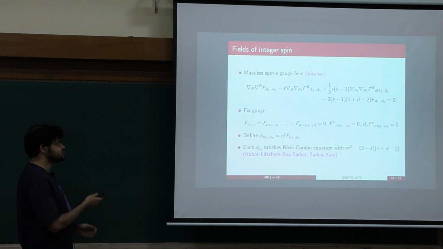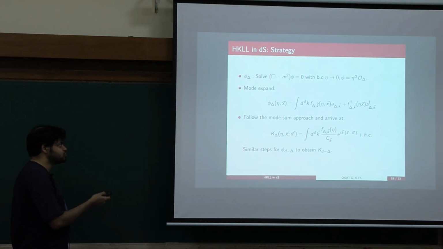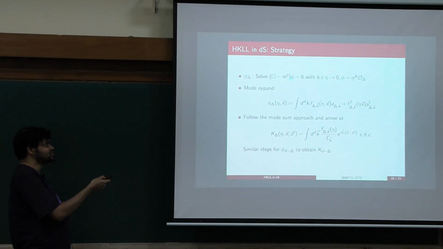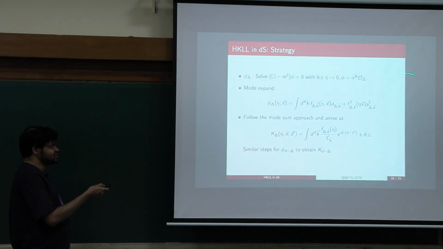Okay, so this is what we have done. We have taken the most pedestrian primitive way of doing it, the old mode sum approach, just solve Klein-Gordon equation in dS with this boundary condition. And so we mode expand like this, and then follow the mode sum approach and get this kind of situation. This is for phi delta, and similarly you can do this for phi d minus delta. You do the exact same thing.